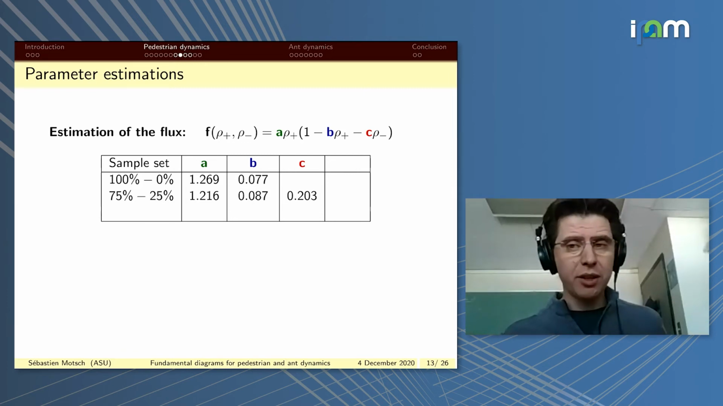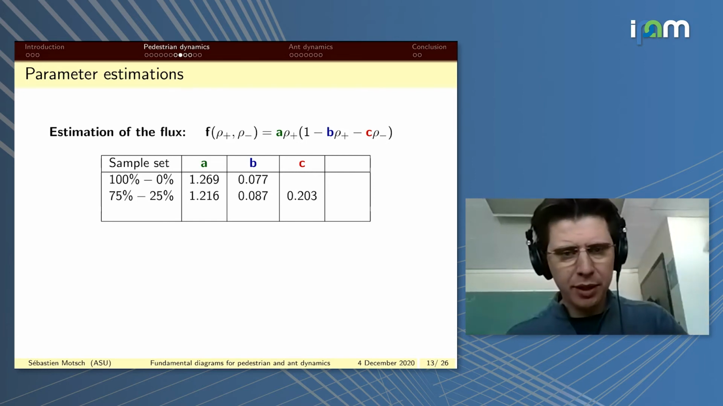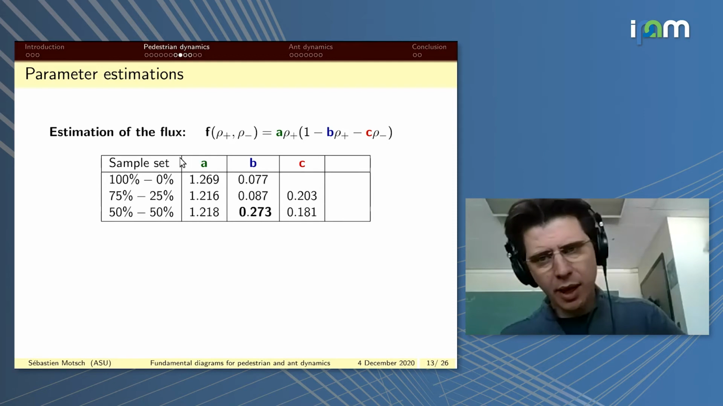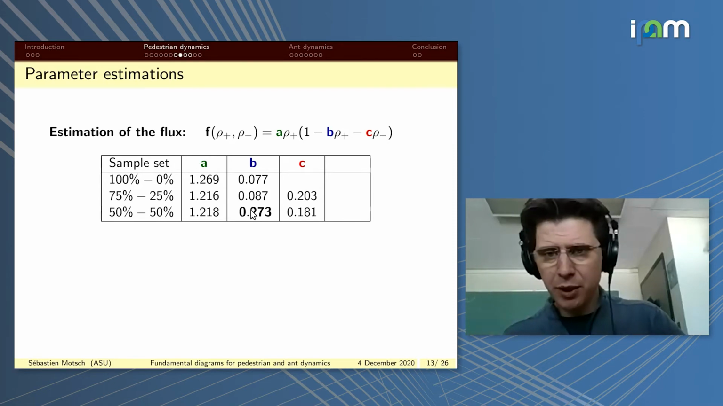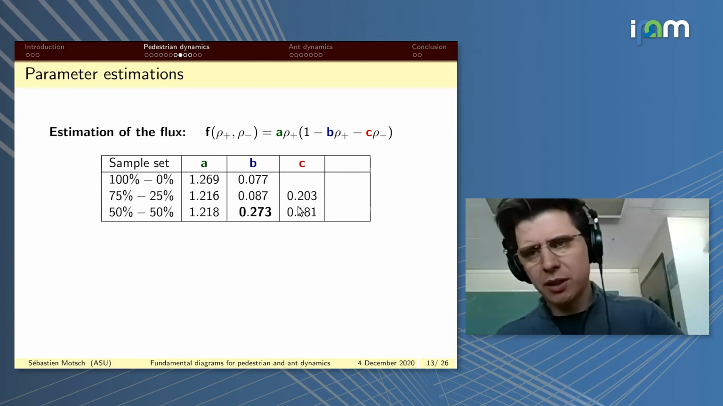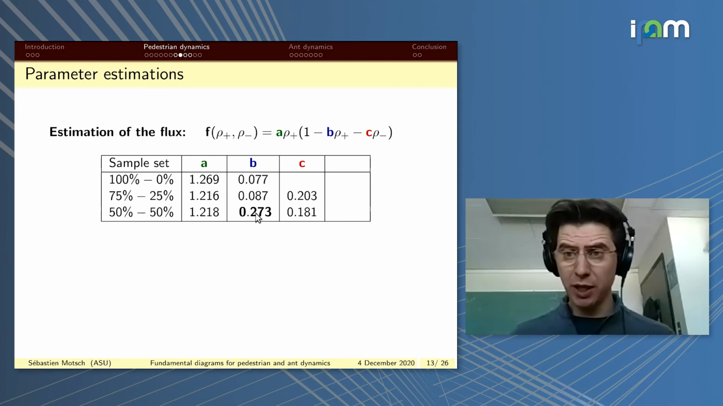So now finally we go to 50-50, and something strange is happening here: A is the same, same velocity as usual. B increases and C, well, decreases a little bit, but that's not very statistically significant. The key is that B really increases.